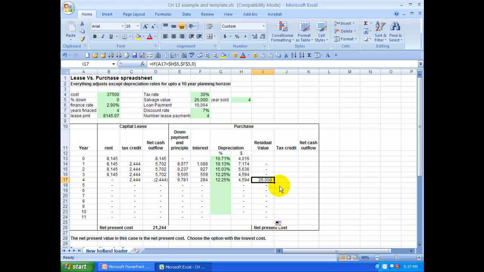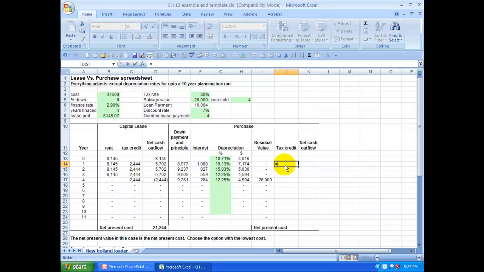Now we have to have a tax credit, and for the tax credit we have to have how much we're saving in taxes multiplied by the tax rate. And in the year that we have our residual value, we're going to have to pay taxes on that residual value, so that's going to be a little bit different. So it's kind of a long formula, but we'll just go for it.